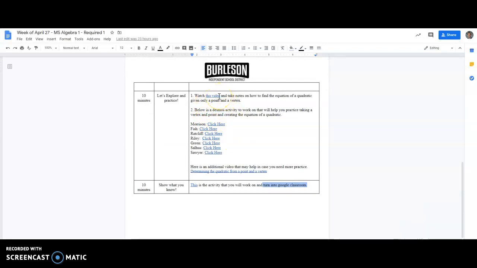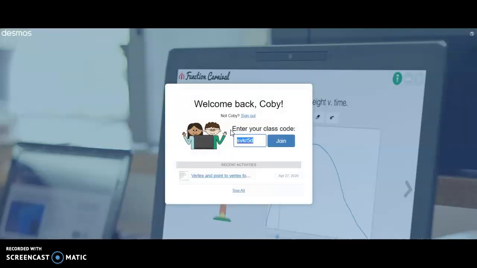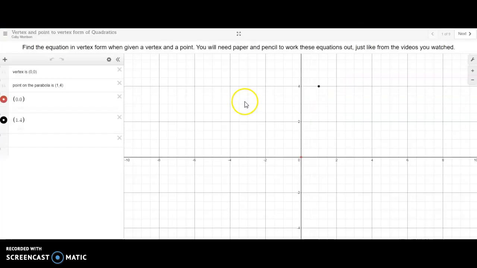It's got another video on how to find the equation of a quadratic given only a point and a vertex. So you're finding the vertex form of a quadratic equation. Go to my link, join the class code, make sure you're signed in so it shows your name. Then you just go through these 9 slides. You'll need scratch paper. You'll need to use the stuff you learned previously in the video to confirm your parabola goes through the points that they're supposed to go through. This is 9 slides long, but it's not 9 full problems.